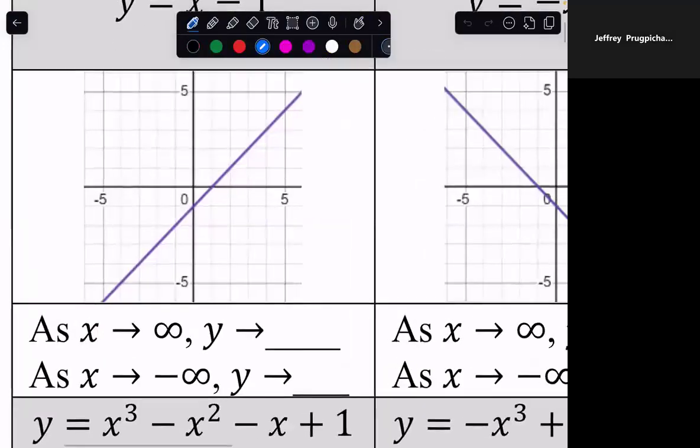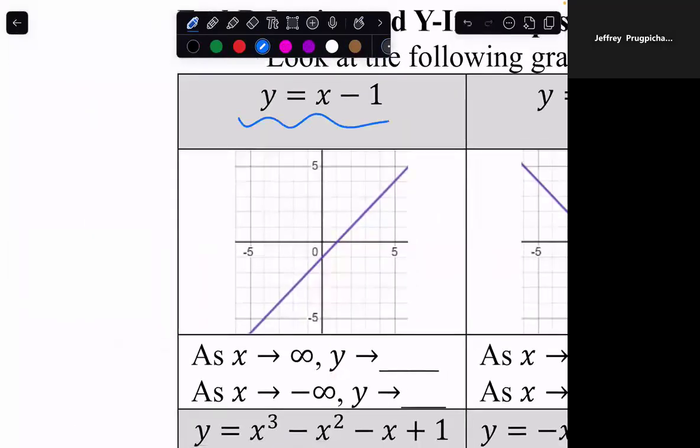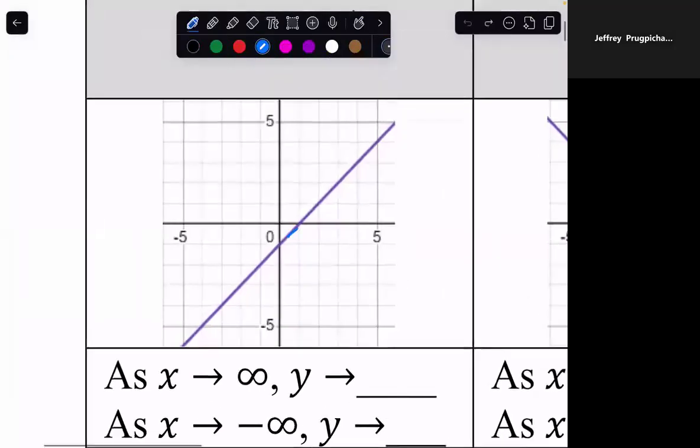End behavior means what happens as you go forever to the right, meaning as x goes towards positive infinity, and also what happens as you go forever to the left, meaning as x goes to negative infinity. This top left graph, the graph of y equals x minus 1, as the graph continues to the right, the y values are going upward forever. So as x approaches infinity, the y values are approaching positive infinity.